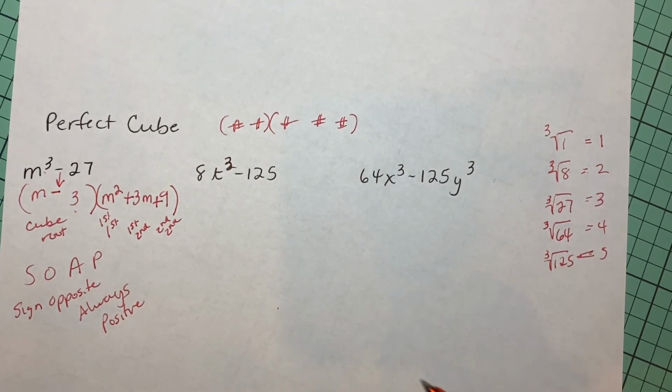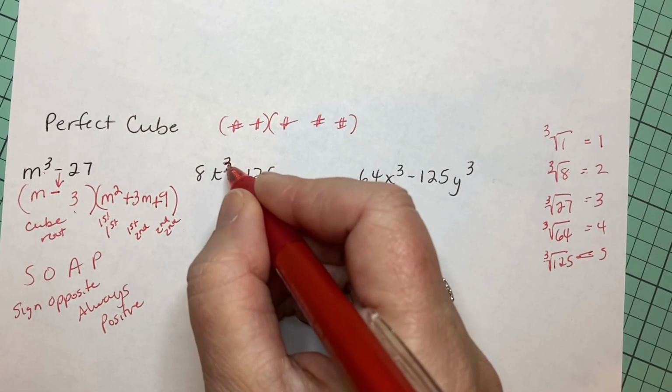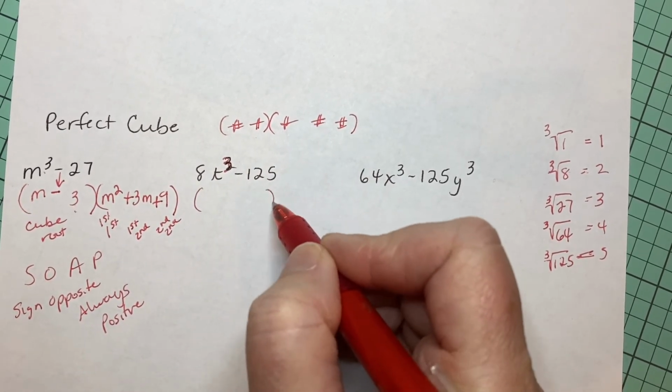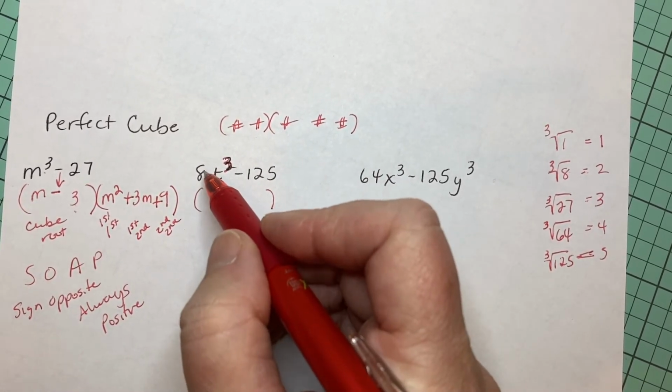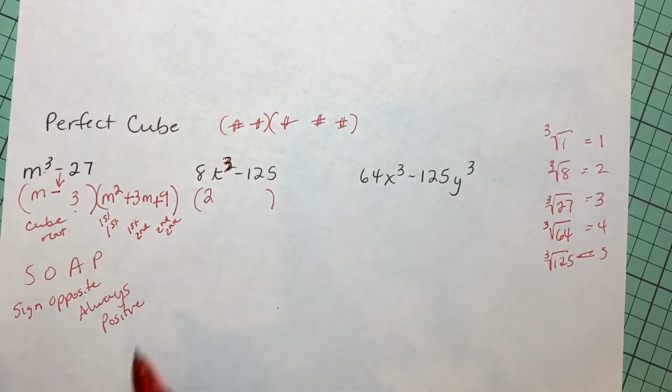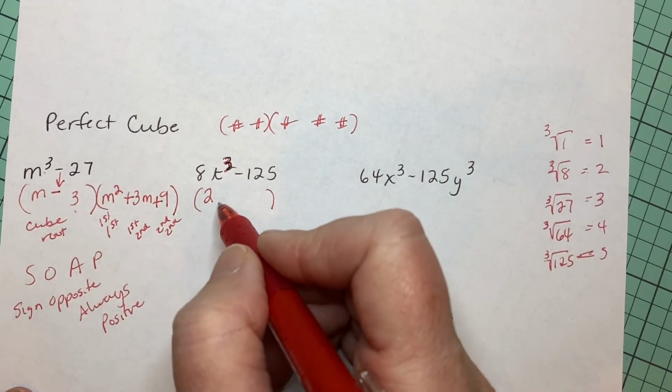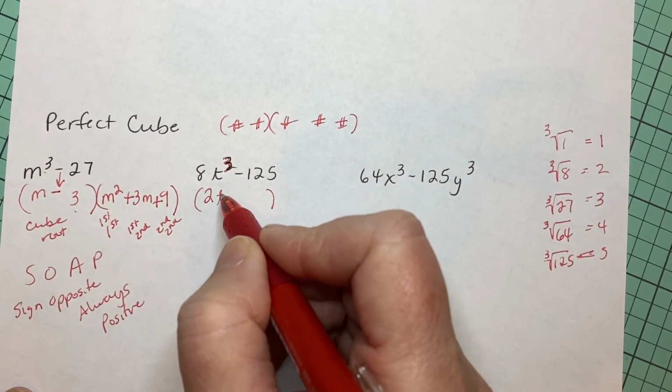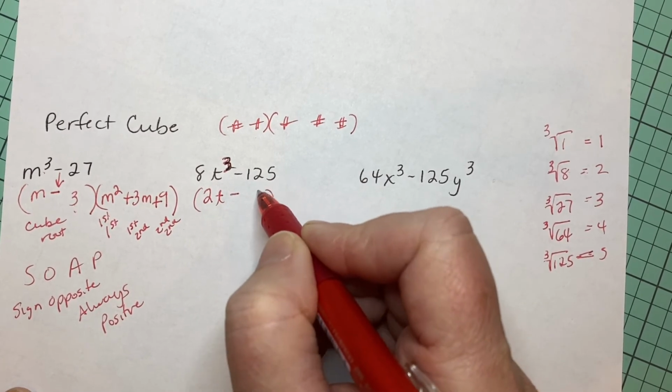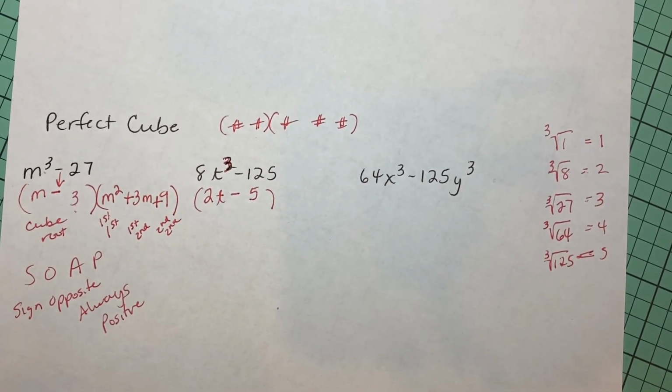Okay, let's try it again, because that might be a little confusing. So again, this is when we have a cube here. We're going to take the cube root, which means the cube root of 8 is 2, because 2 times 2 times 2 is 8. The cube root of t to the 3rd is t. The minus comes down, and the cube root of 125 is 5. So we got our first parentheses.